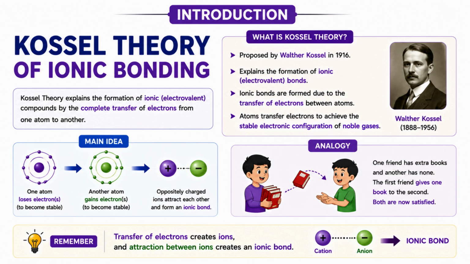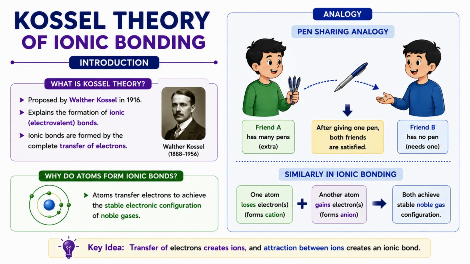Let's understand this with a simple analogy. Imagine one friend has many pens and another friend has none. The first friend gives one pen to the second. Now both are satisfied, the first still has enough, and the second has what was missing. Similarly, in ionic bonding, one atom loses electrons, while another atom gains those electrons. As a result, both achieve a stable electronic configuration.